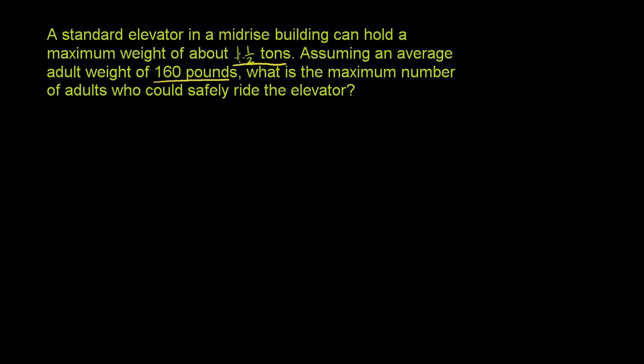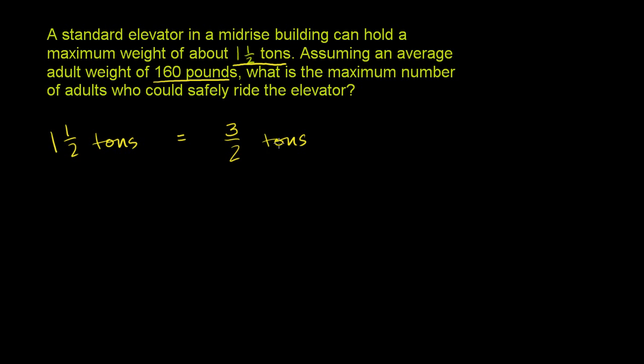So they gave us the maximum weight in terms of tons. They say it is 1.5 tons. And it's always easier to deal with improper fractions than mixed numbers. So let's write this as an improper fraction. 1.5 tons is the same thing as, well, 1 ton is 2 halves, and then you add another half, that's 3 halves. So you get 3 halves tons. Or another way to think about it is 2 times 1 is 2, plus 1 is 3. So the maximum capacity is 3 halves tons.